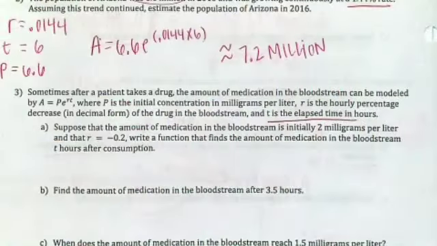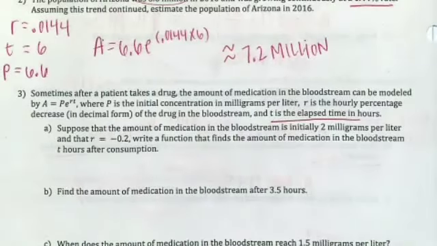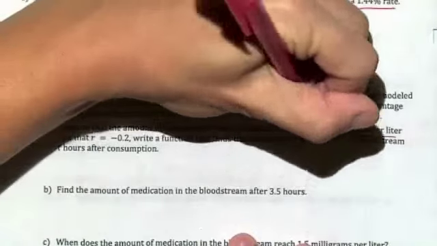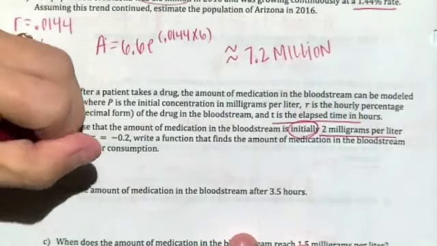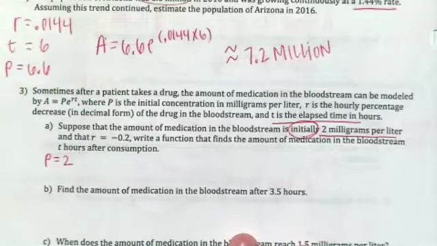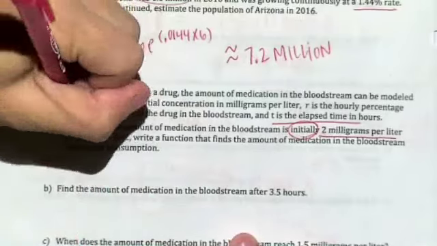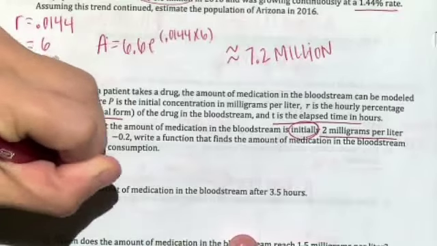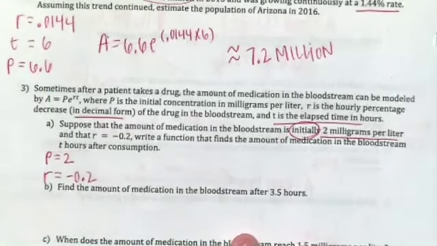So it's telling us that T is different than years. That's important. And that can happen as long as you make sure that it's defined in the equation or in the word problem. Suppose that the amount of medication in the bloodstream is initially 2 milligrams per liter. Okay, that initial amount, again, is our P. And that R is negative 0.2. This is already in decimal form. So the rate they have already done for you. You don't have to change it at all.